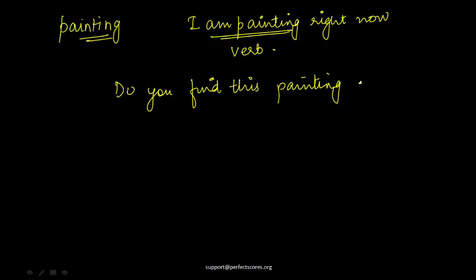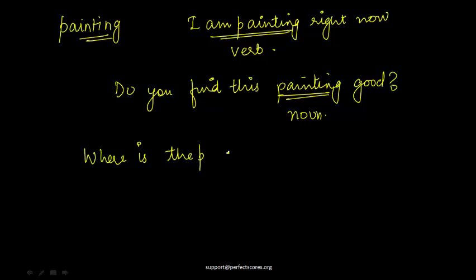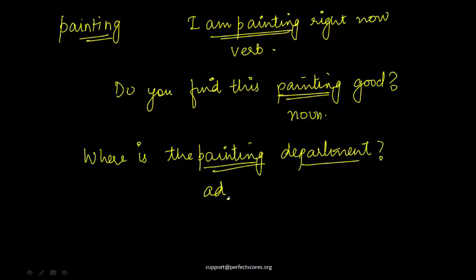So here painting refers to the object, something that you can see. So here it's used like a noun. I can also use it like an adjective. Where is the painting department? So here I'm using the word painting to describe a department. So department is the noun and painting is the adjective that is describing the department.